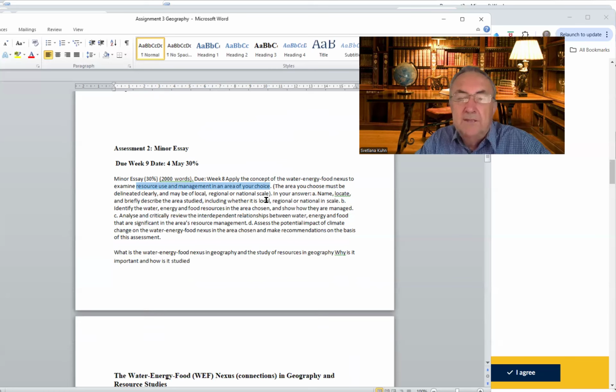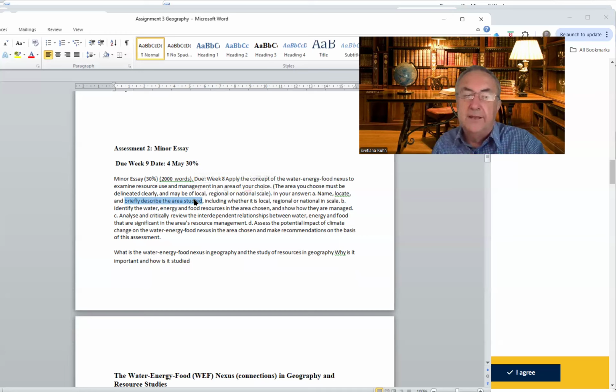Remember, in your answer, you're asked to locate and briefly describe an area to be studied, which could be the local area that you live in or the local area that your school and students would be interested in. And you're asked to look at whether the better understanding of the use of water, energy, and food in this local area could lead to better management.